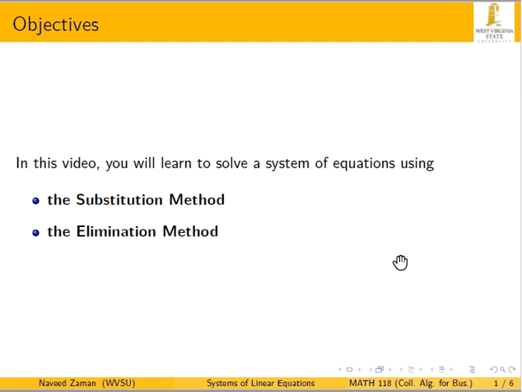In this video, you will learn to solve a system of equations using the substitution method and the elimination method. In some books, the elimination method is also called the addition method.